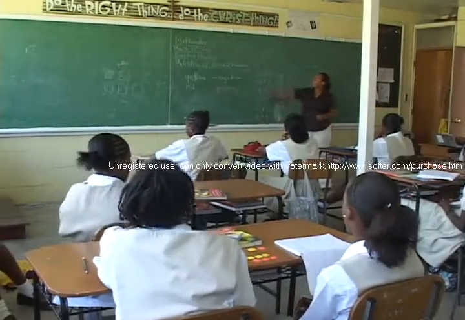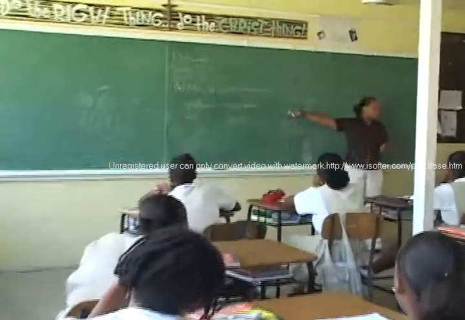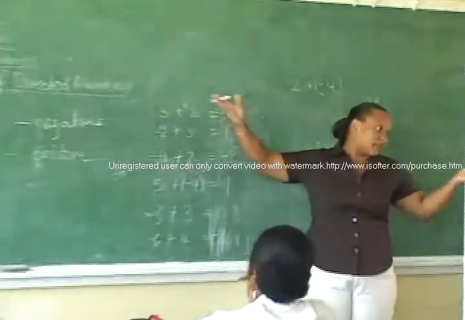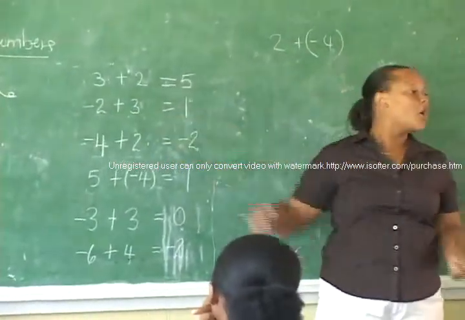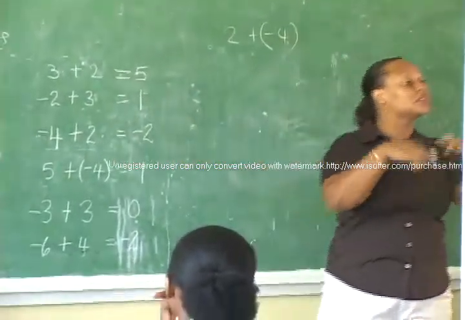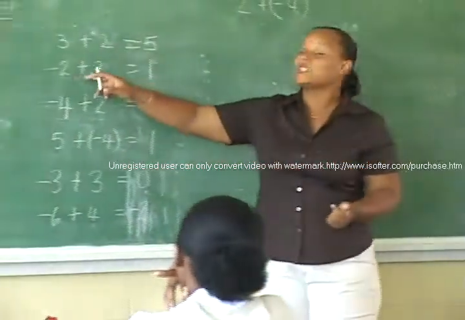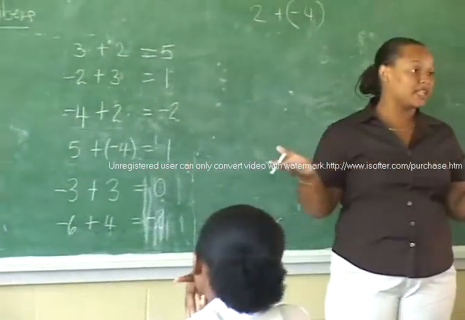So we notice whenever we have a negative plus a positive, we do the opposite, which is to subtract, and we keep the sign of whichever number is bigger.